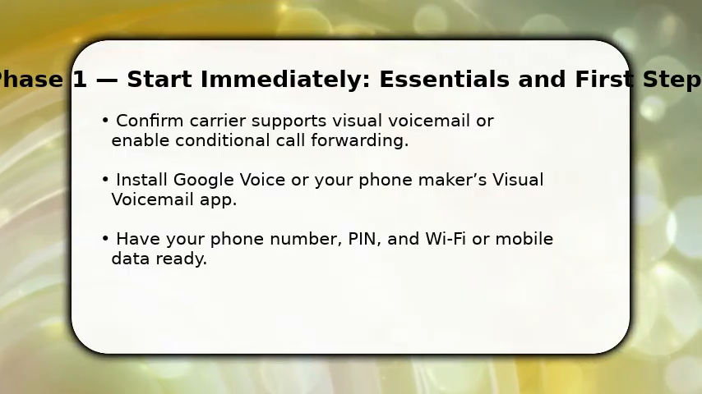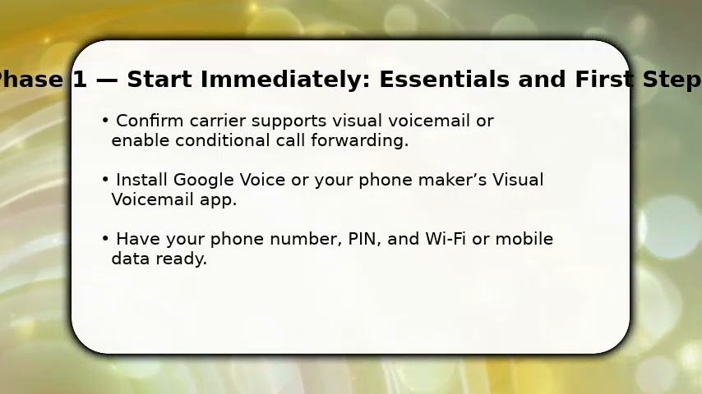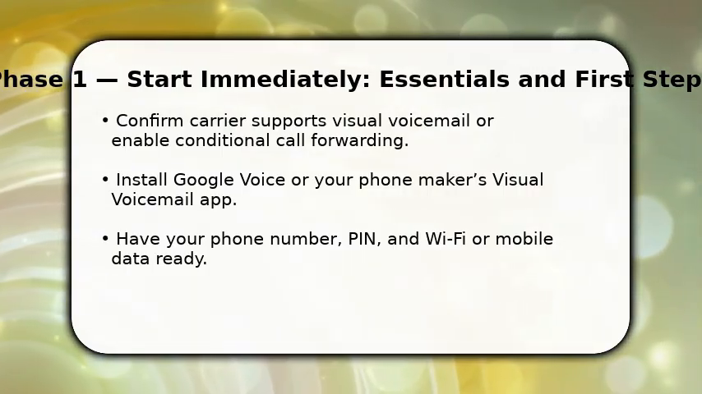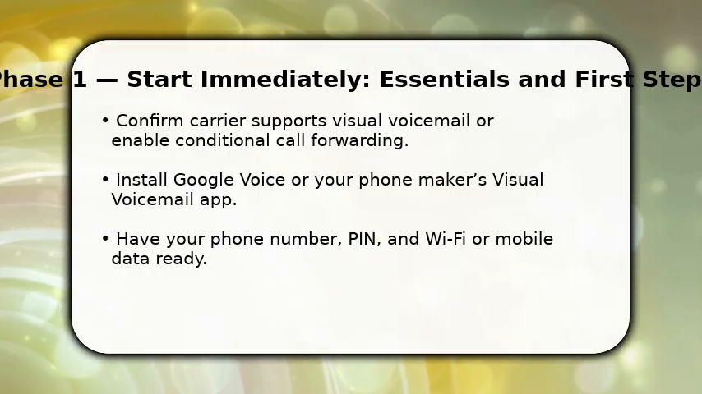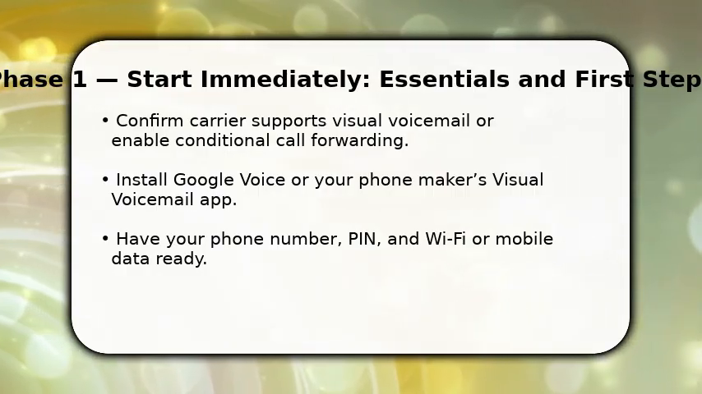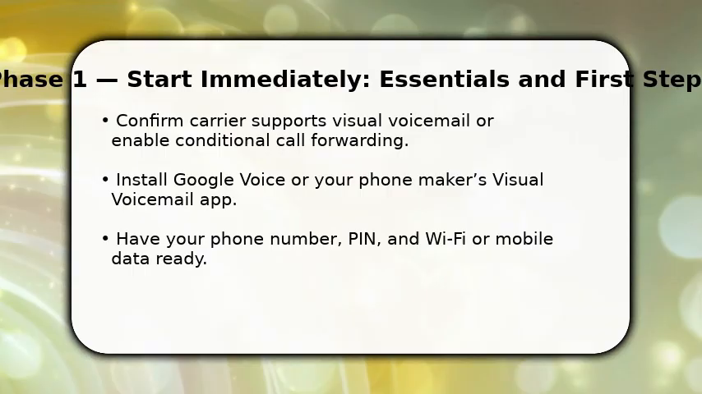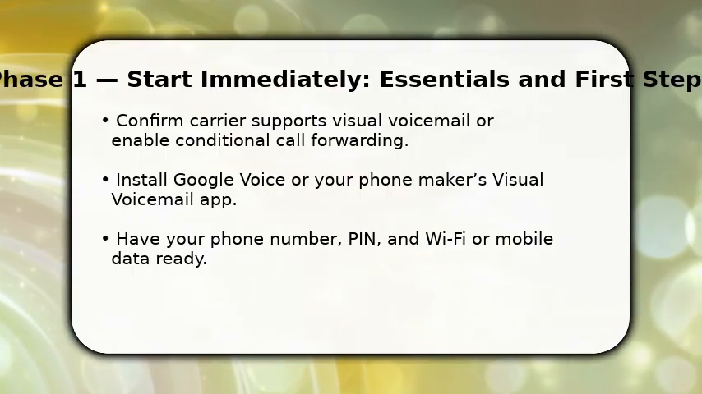You begin by confirming service. Make sure your carrier supports visual voicemail, or you'll enable conditional call forwarding to the carrier voicemail number. Next, install Google Voice or the built-in visual voicemail app. This gives the iPhone style list view.